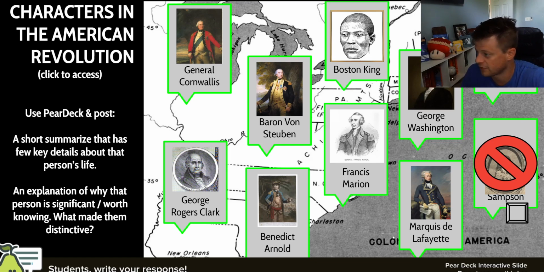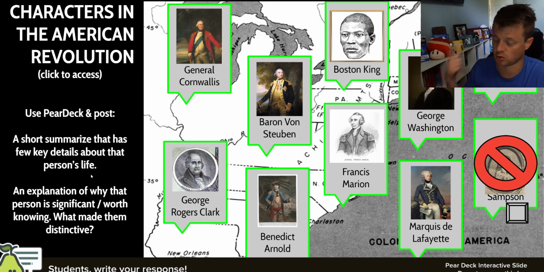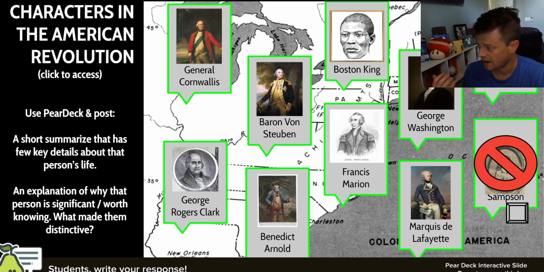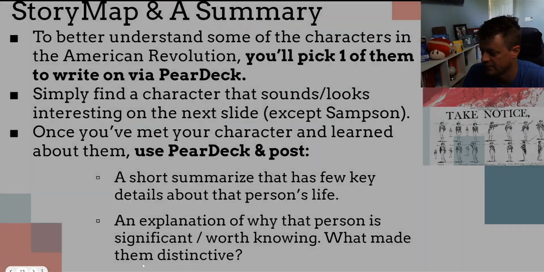For the rest of them, you're going to pick one of them, and then you're going to do this on this Pear Deck slide right here. First, give us a short summary that tells us some details about that person's life. Second, give us a short paragraph on why that person is significant or worth knowing. What made them distinctive? Why is their story worth telling and passing on in terms of its significance? You access these just by clicking on them, and then you do these couple of paragraphs on Pear Deck to post.